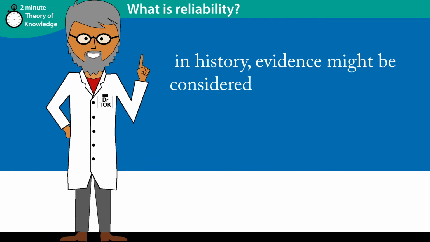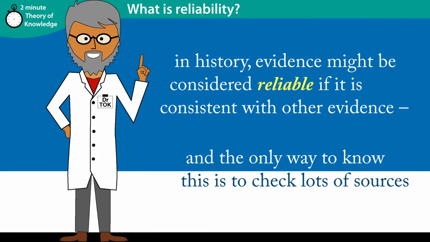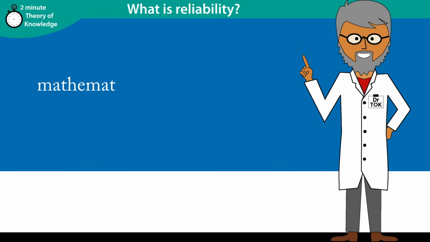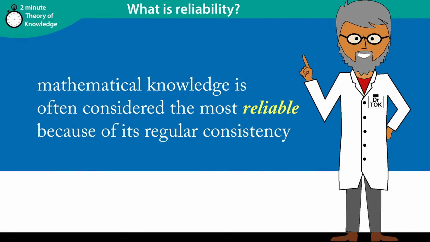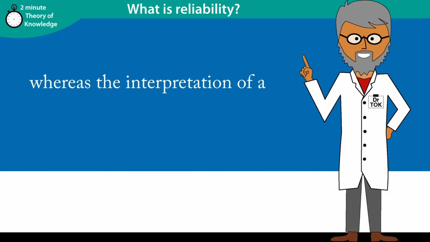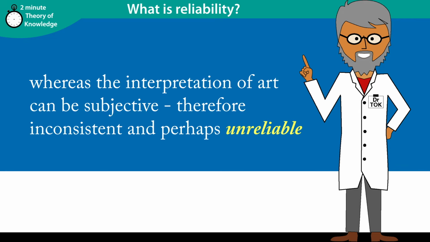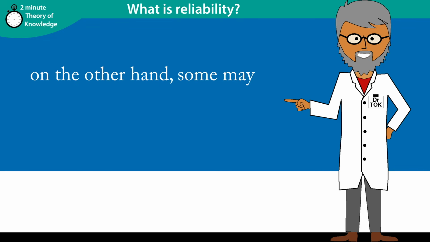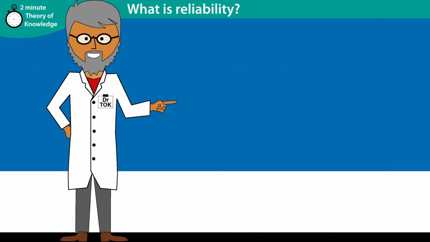In history, evidence might be considered reliable if it is consistent with other evidence, and the only way to know this is to check lots of sources. Mathematical knowledge is often considered the most reliable because of its consistency, whereas the interpretation of art can be subjective and therefore inconsistent and perhaps unreliable. On the other hand, some may find art a more reliable source of emotional or cultural knowledge.